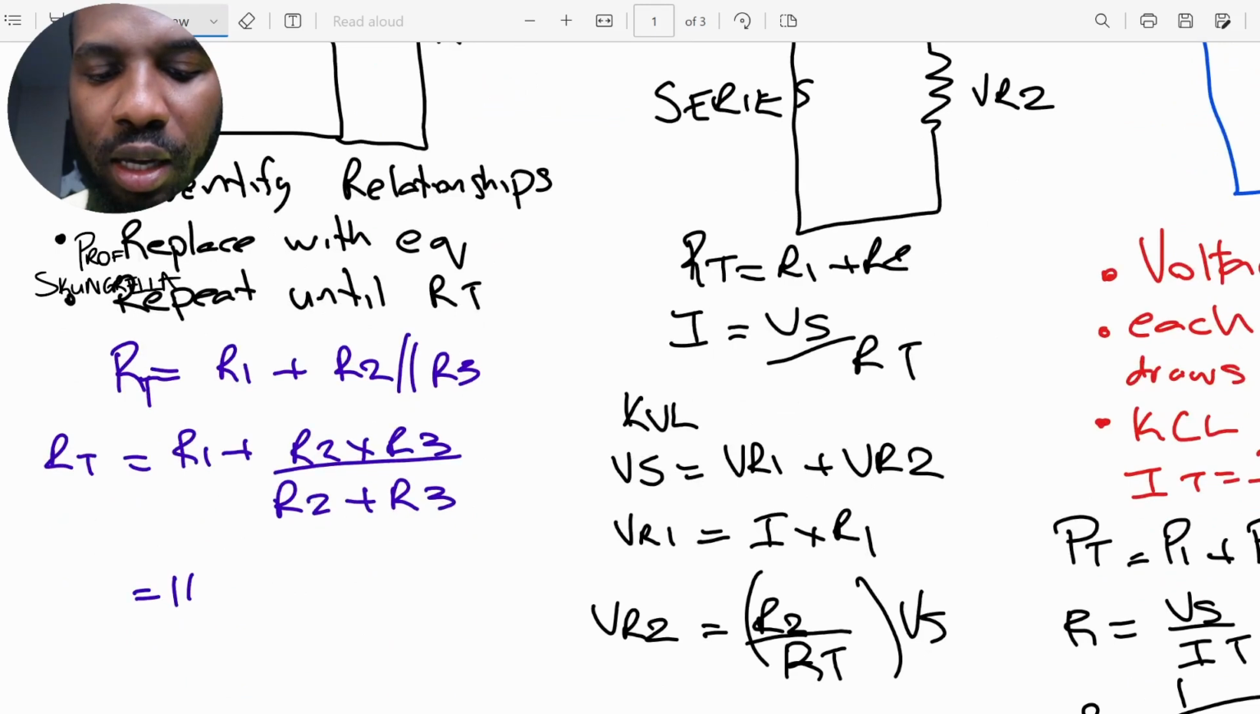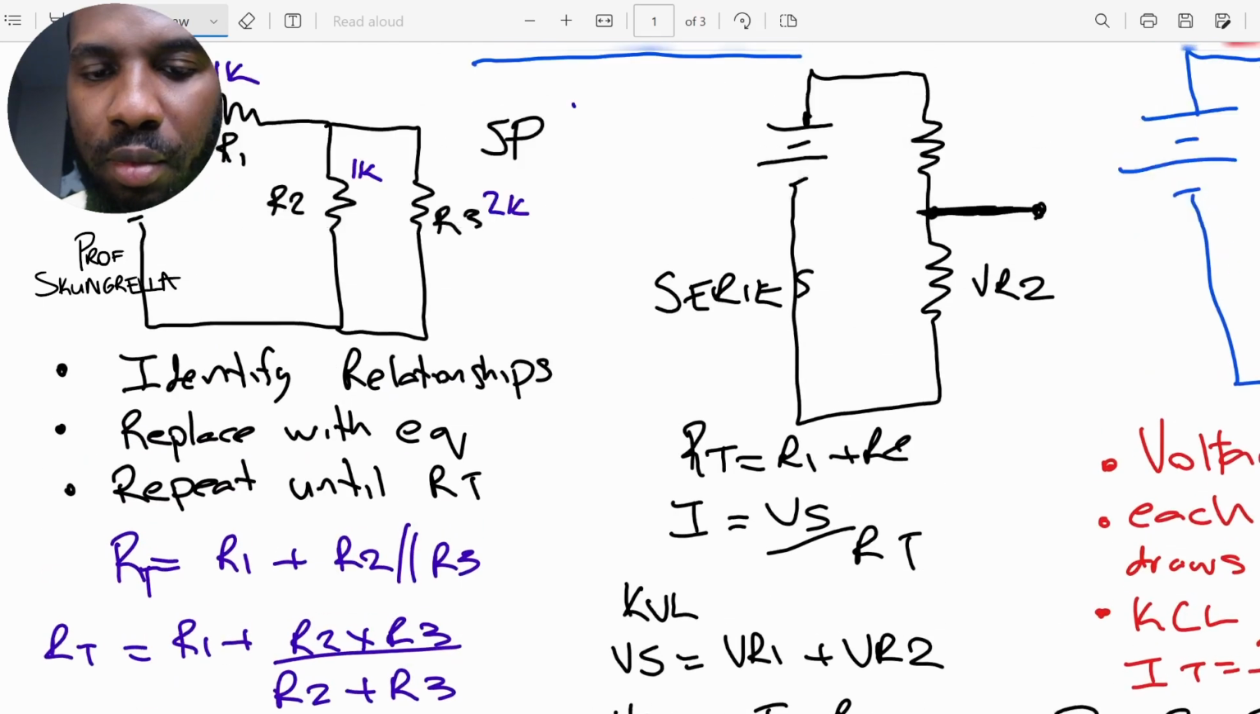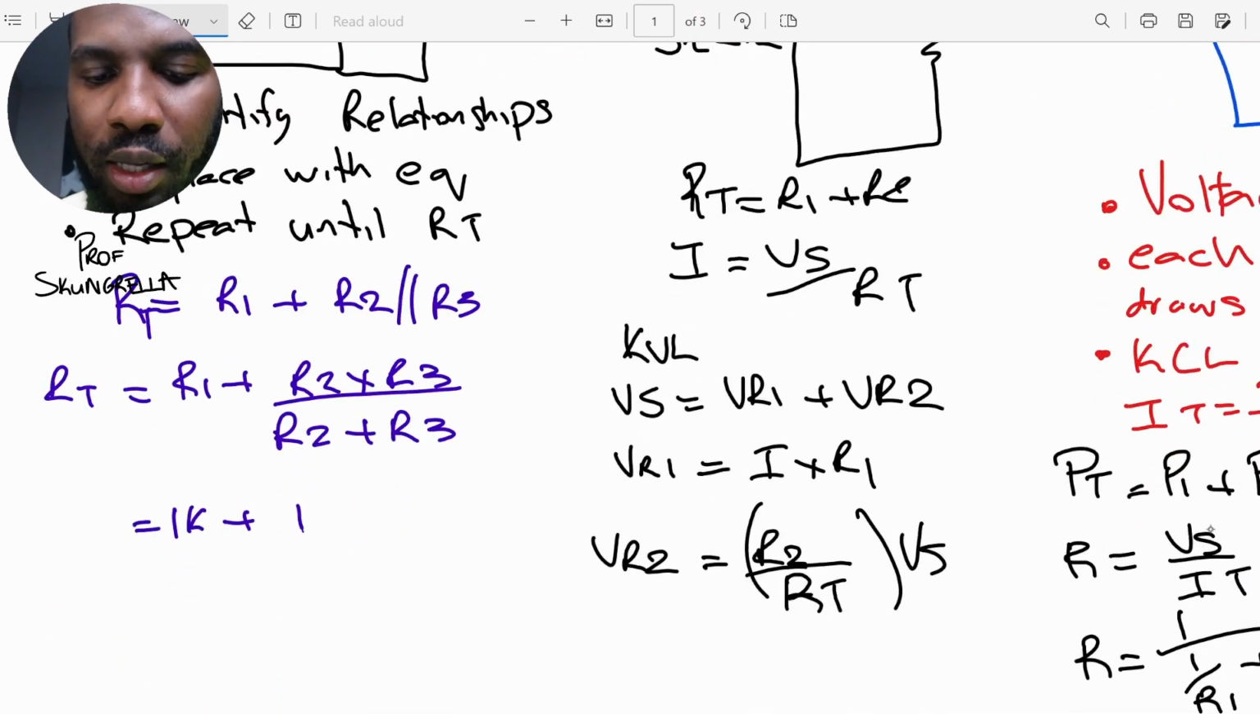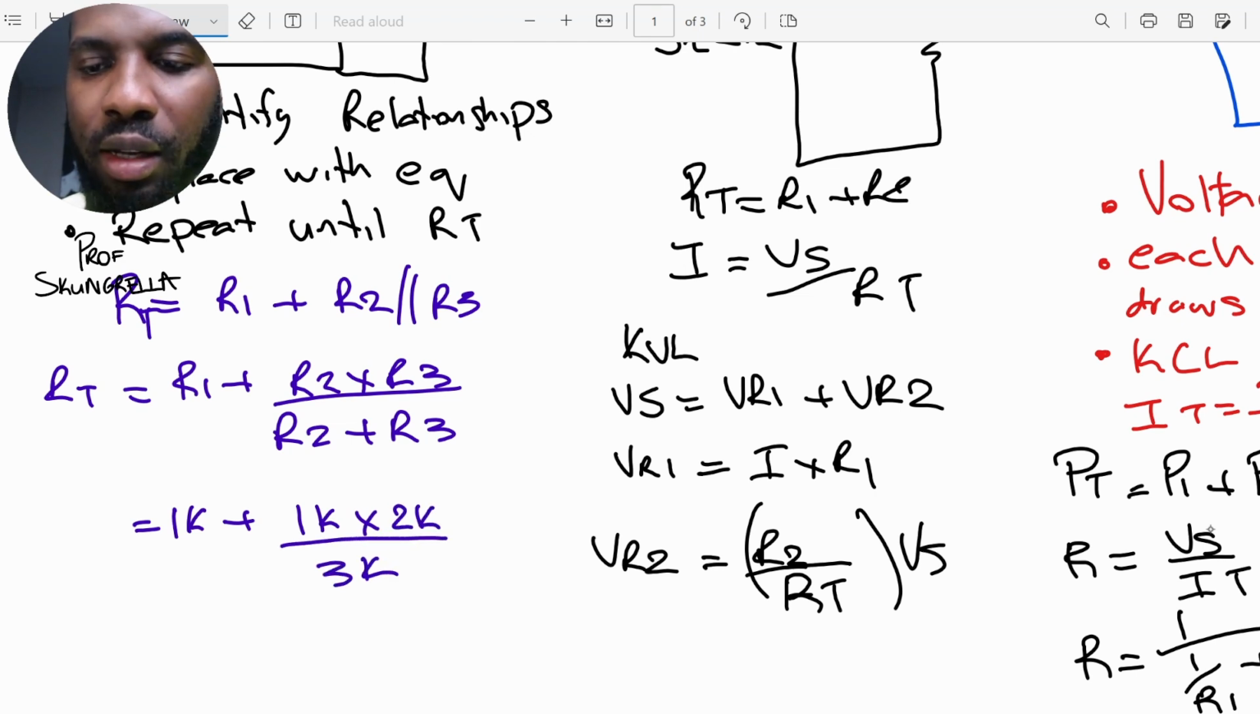Now if we add some values here, like 1K and 2K here, and 1K here, we would have our RT being 1K plus 1K times 2K over 3K. And again, a note of our parallel resistances, the parallel resistance is always smaller than the smallest resistor, so we expect a resistor smaller than 1K.